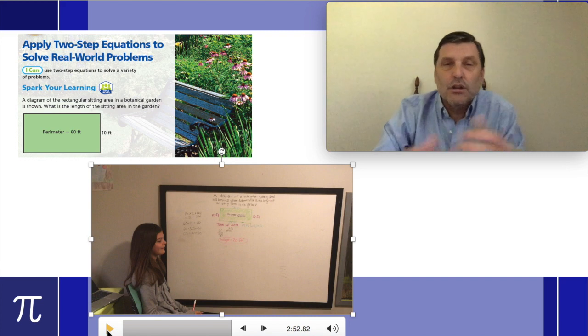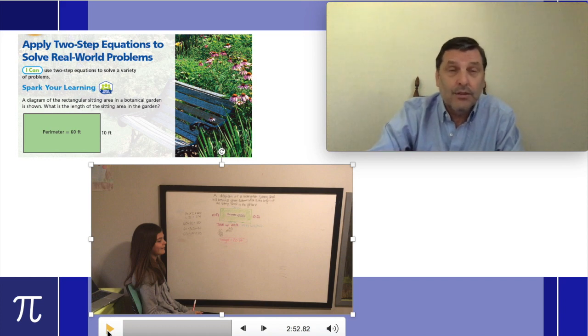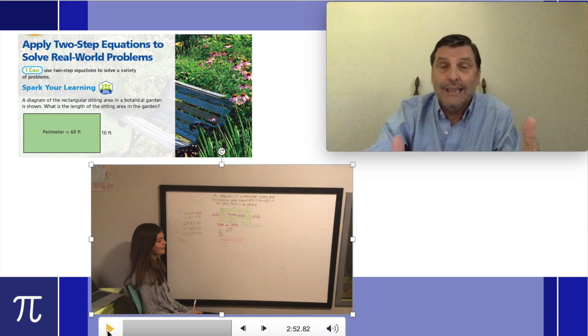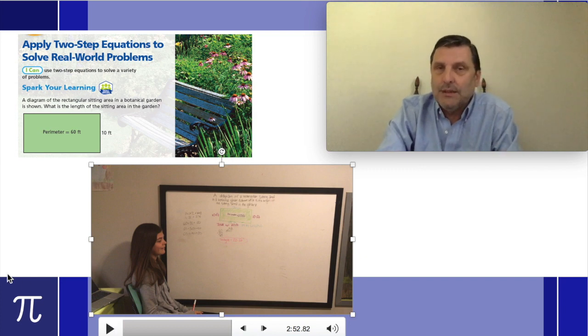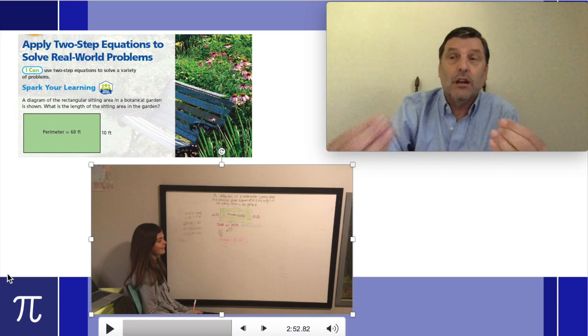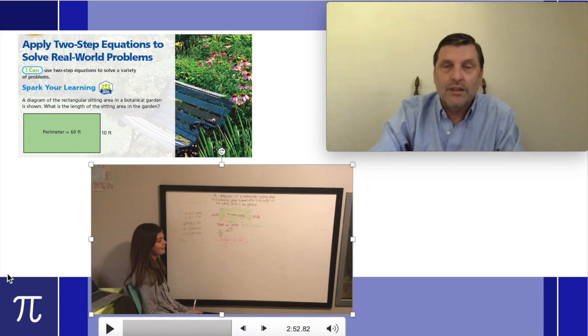Okay, I love how Charlotte reasoned it out. She said, this is what I know. I know I got 60 feet around, and I know that I'm dealing with a rectangle where the opposite sides are congruent or equal. So if one side is 10 feet, the opposite side must be 10. So that's total of 20 feet out of the 60 I already know. So that gives me 40 feet left over.